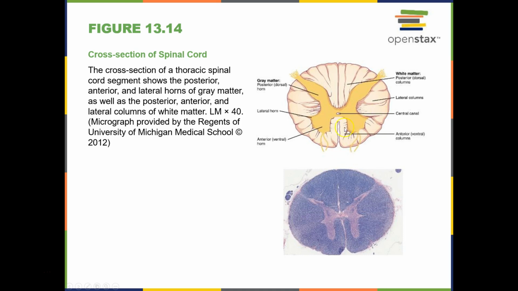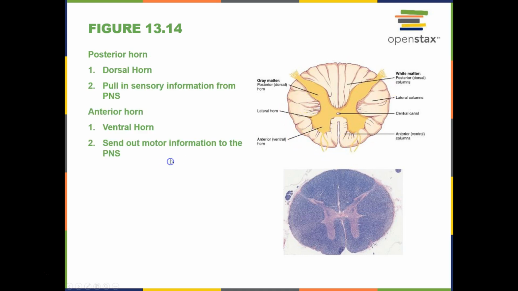So you have dorsal and ventral horns. You have these lateral horns that stick out onto the side, and then you have this white matter that surrounds all of that. So what's the function of the spinal region? The dorsal portion here pulls in sensory information from the peripheral nervous system. So it's going to pull in information like temperature changes or changes in stomach distension, stuff like that.